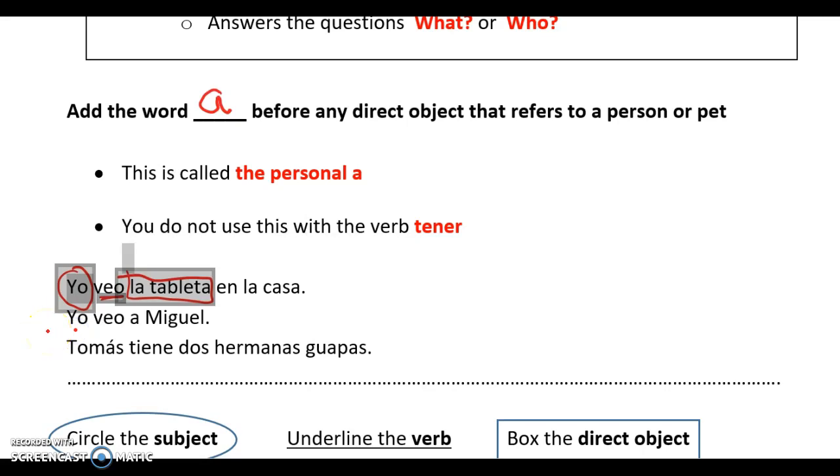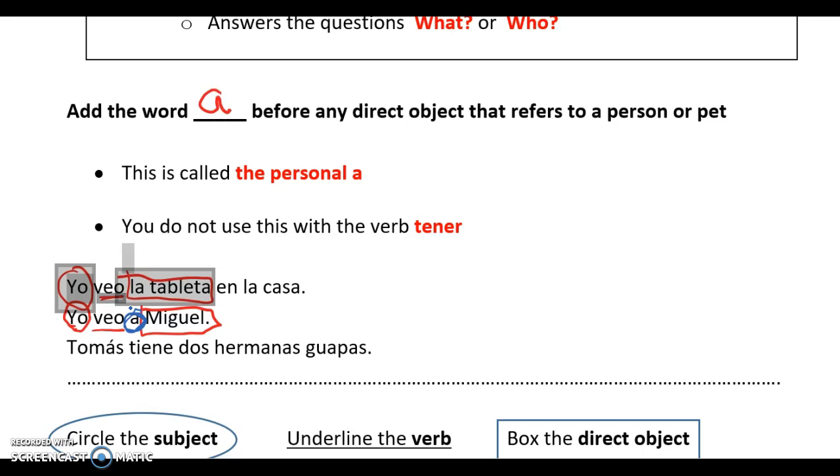Let's look at the next sentence. Yo veo a Miguel. What am I doing? Yo. Yo is doing something. What is yo doing? Veo, seeing. And what is he seeing? Or in this case, who is he seeing? Miguel. Miguel is our direct object, but notice what happens in here. We add this little a, that little personal a, because we're seeing Miguel.